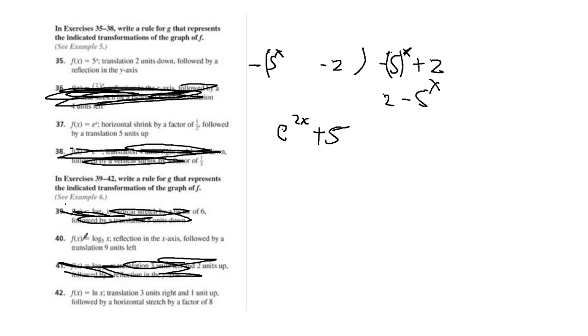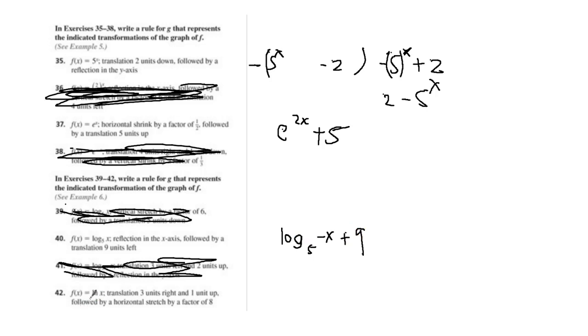This is the same thing, so f of x equals log base 5 of x, reflection in the x-axis, which is minus x. So when we have log base 5 of minus x, and then we have followed by a translation of 9 units to the left. 9 units to the left means plus 9.